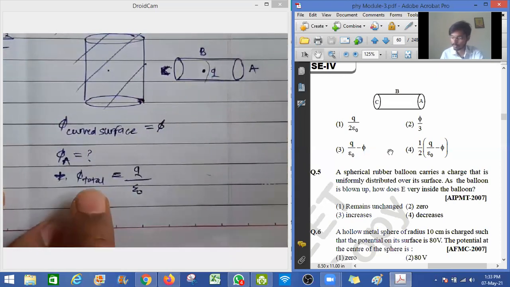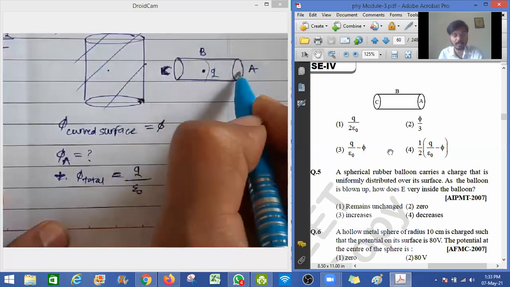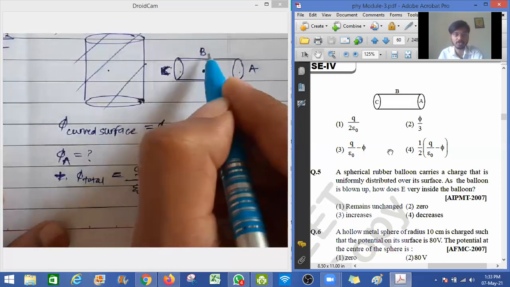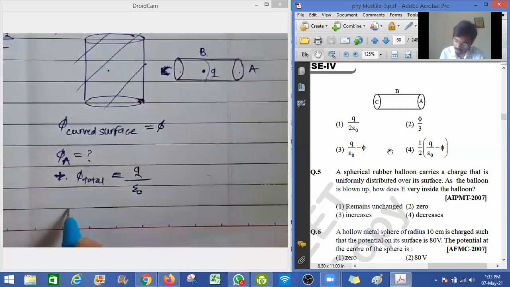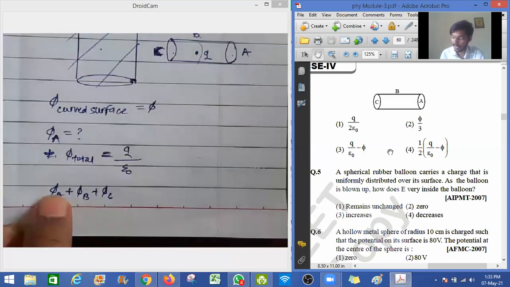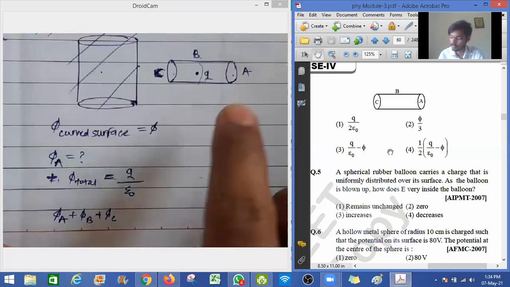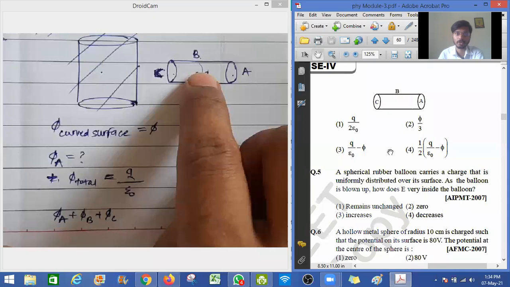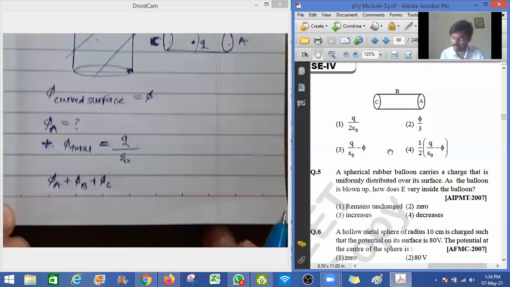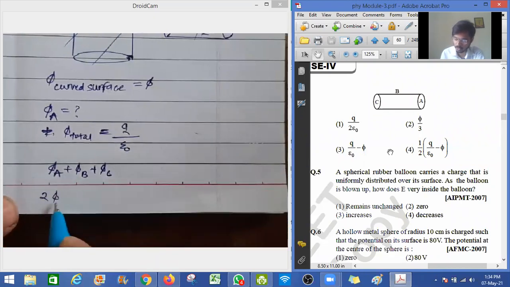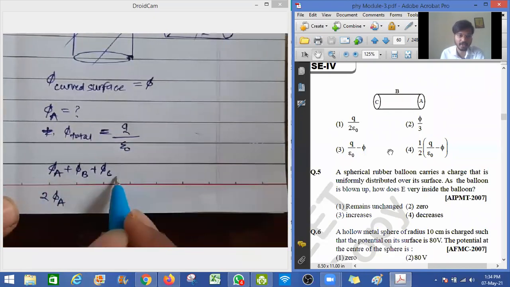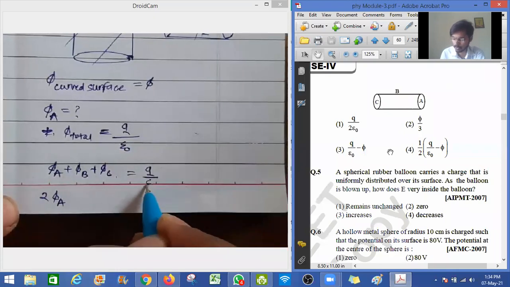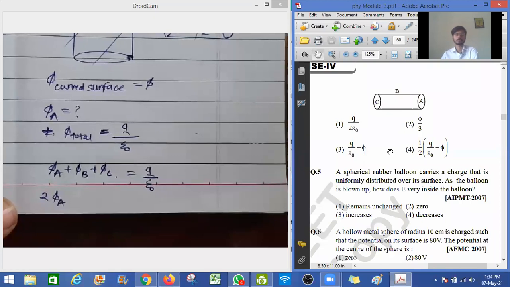This is the total flux. But sir, total flux is equal to flux associated with A plus flux associated with C plus flux associated with B, or you can simply write flux associated with A plus B plus C. Now A and C are the circular surfaces. Whatever flux goes through this circular surface will go through the other too. It is symmetrical, placed exactly in the middle. So whatever flux went through A, the same goes through C. So A and C are equal, so we write 2 times phi A, plus phi B, is equal to Q upon epsilon 0.